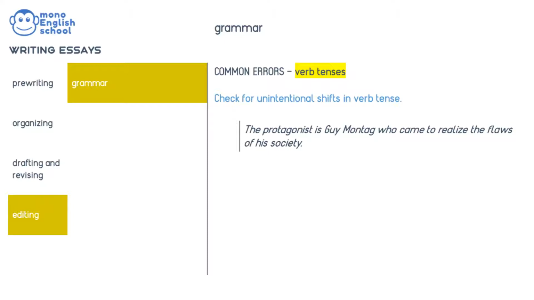The protagonist is Guy Montag, who came to realise the flaws in his society. Here we have the present simple verb is and the past simple verb came. A clearer reference to time would be to use both verbs in the present simple tense. So while is remains, came should be altered to comes.